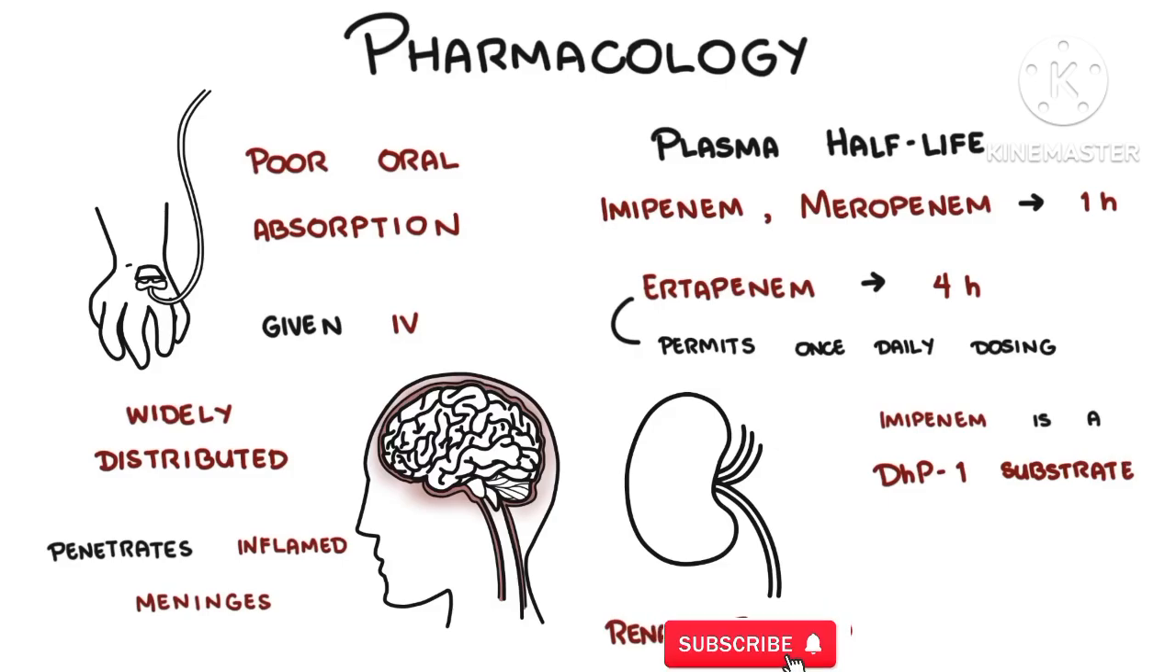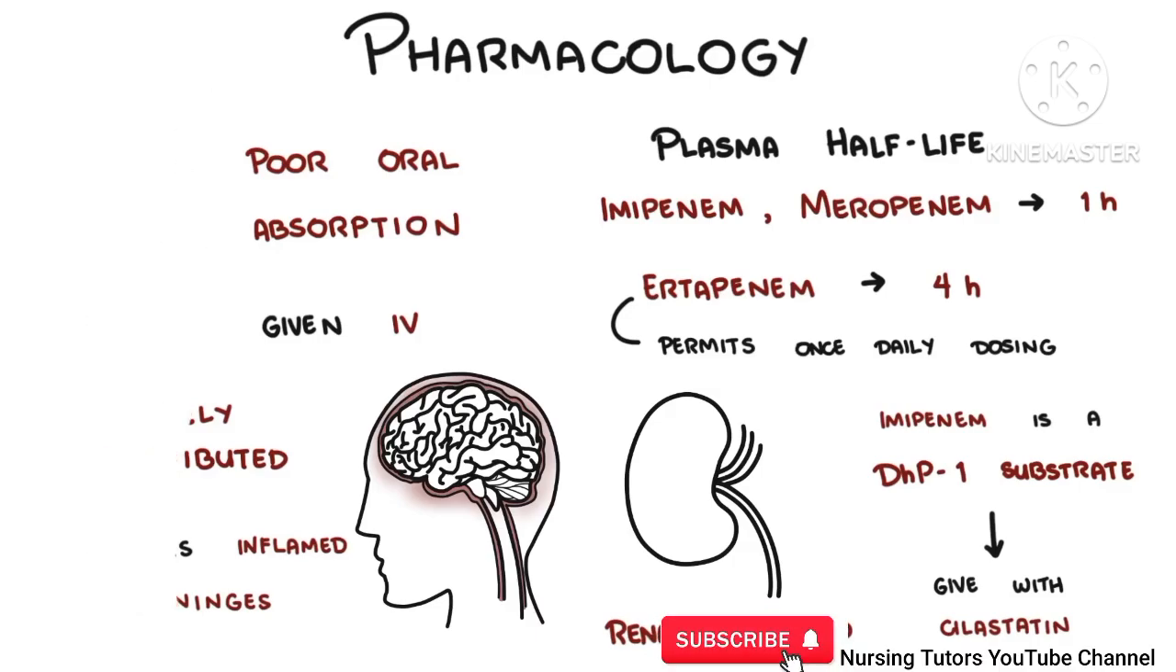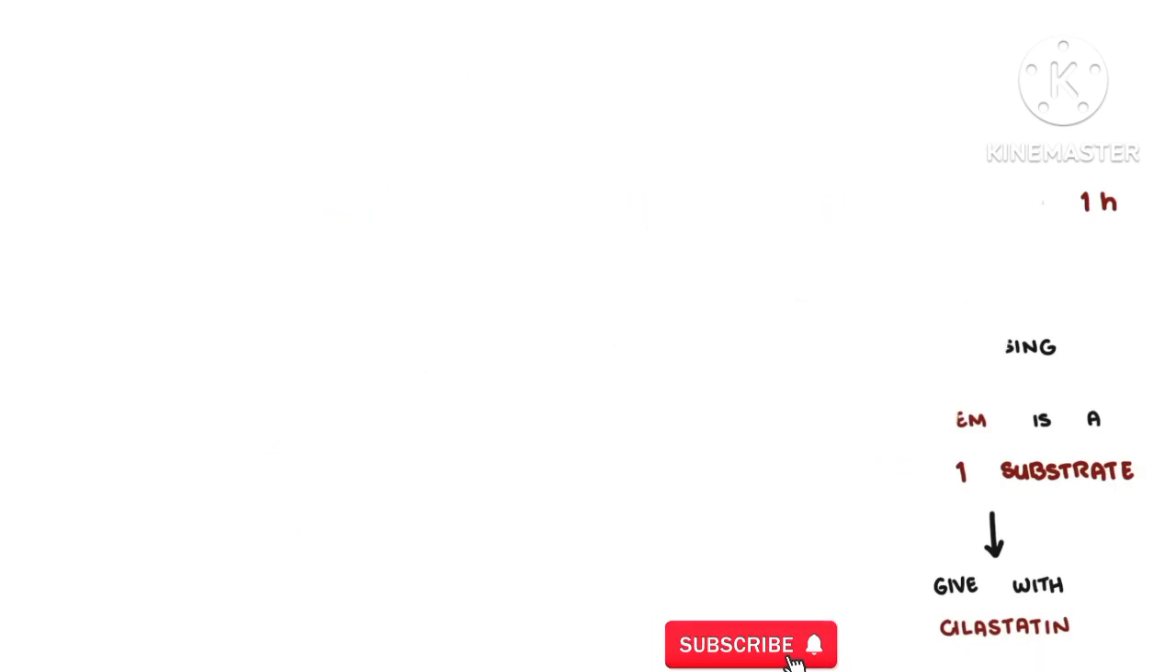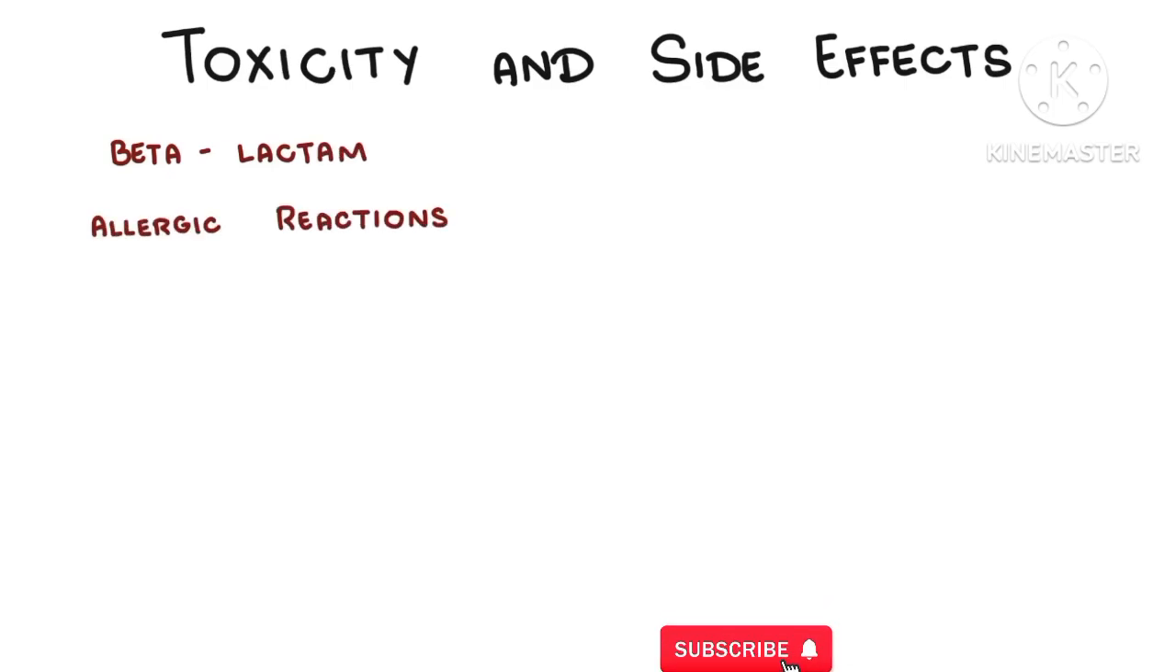Imipenem is a dihydropeptidase 1 substrate. Therefore, if this drug is given, the body will produce the dihydropeptidase 1 enzyme that will inactivate this drug. To overcome this problem, this drug must be given with a dihydropeptidase 1 inhibitor, which is cilastatin.